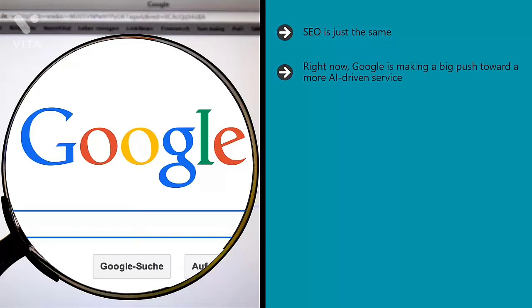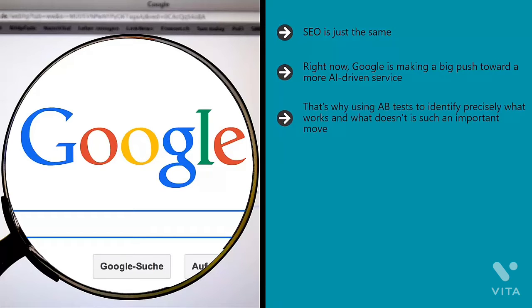Right now, Google is making a big push toward a more AI-driven service. It wants the user to speak to Google using natural language and to receive carefully curated responses drawn from the web. That is far more complex than simply looking for exact keyword matches, and it makes our job as SEOs that much harder. That's why using A/B tests to identify precisely what works and what doesn't is such an important move. Then there's the fact that this is so multivariate.